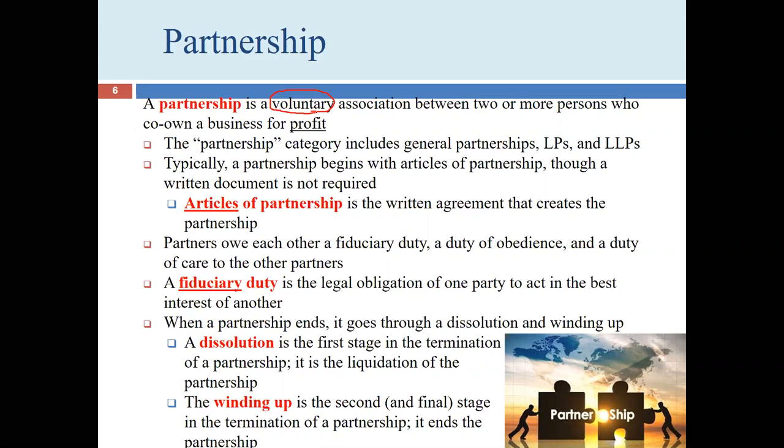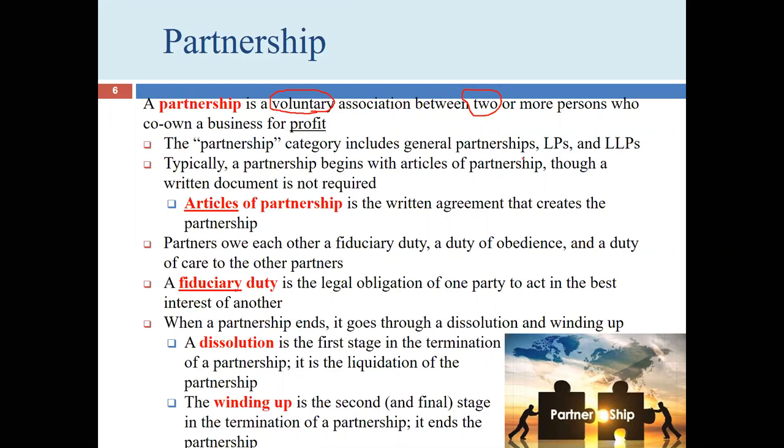The second thing that's important is that you need at least two partners. There's no such thing as a sole proprietorship partnership. If you only have one owner, it can't be a partnership. It would then be a sole proprietorship. You have to have at least two. Let's say you start out with two. Bob and Larry decide they're going to open up a taco shop, and they're going to call it Barry's Tacos.